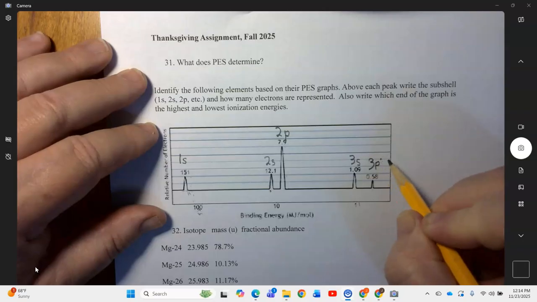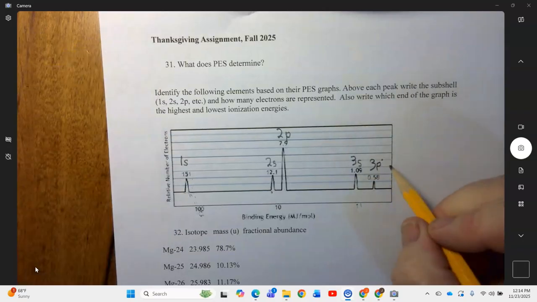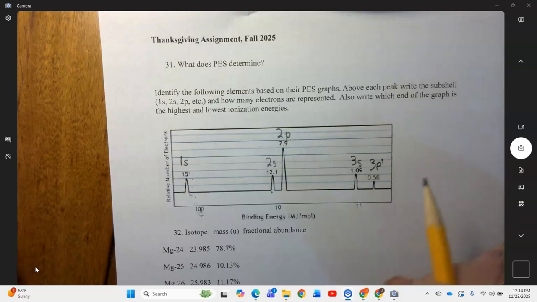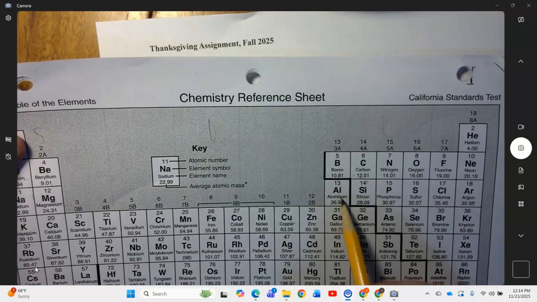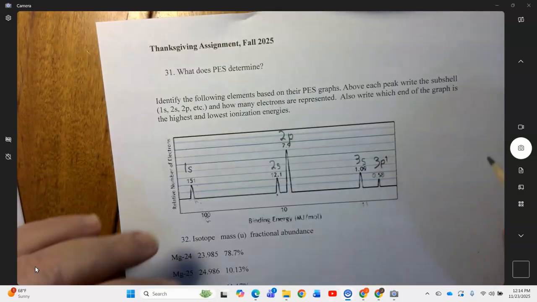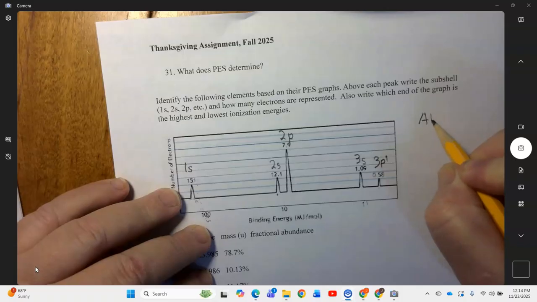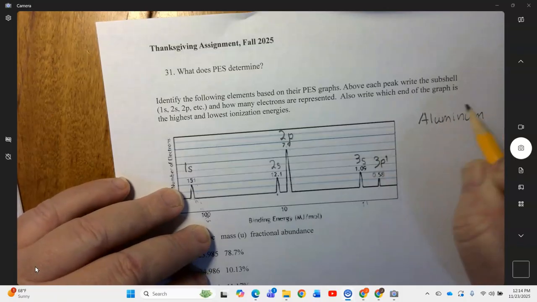So I'll go ahead and just write a 1, although you don't have to do that. That tells us it's the first element in the 3p. Here's the 3p right here, and that would be aluminum. So we've identified that as aluminum. Okay, and that's how you do that.